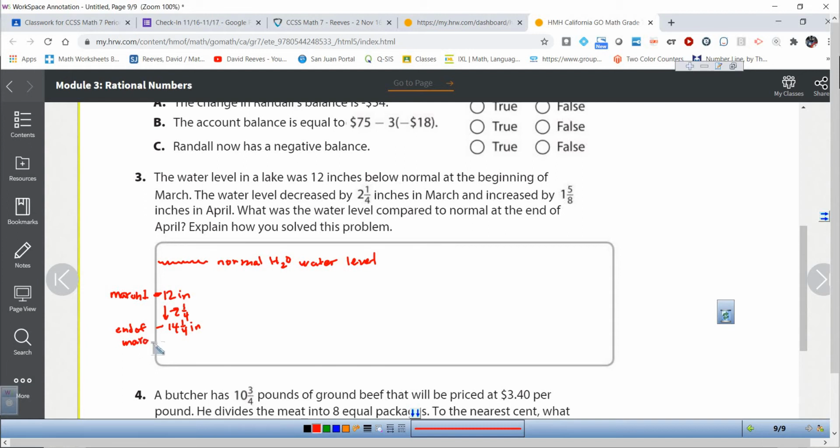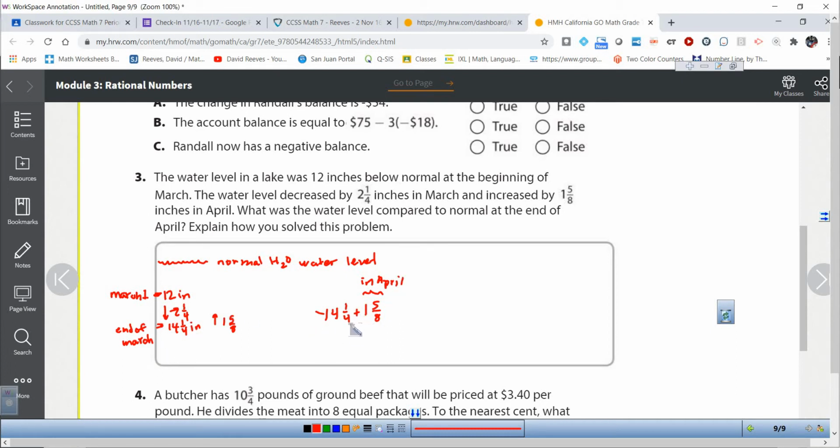30 days has September, April, June, and November. So I guess that would be March 31st. All right, so we're at negative 14 1/4. And then it goes up. It goes up 1 5/8 inches. So what do we have here? We have negative 14 1/4 plus 1 5/8. All right, and we want to know what that answer is. And by the way, this is in April.